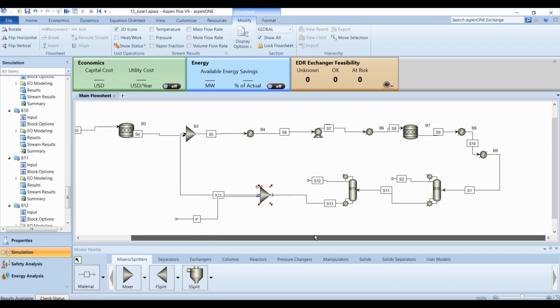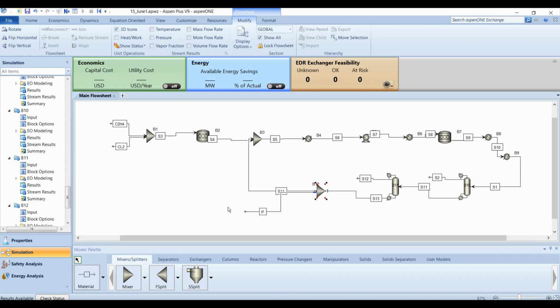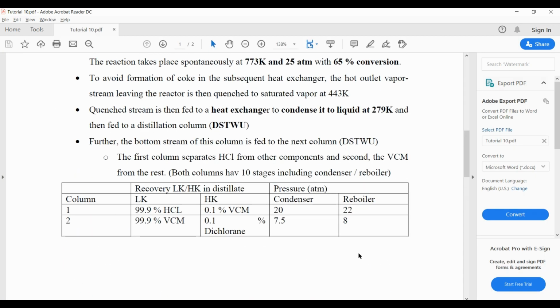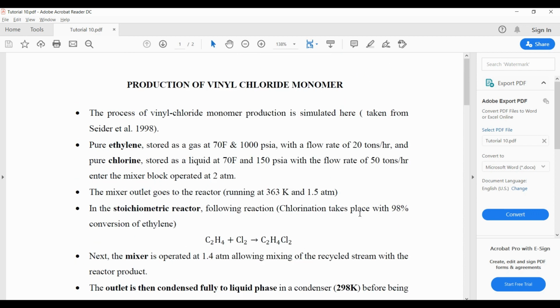Okay, now the flowsheet is completed. So I hope you understand the simulation. Please feel free to ask questions in the tutorial. Thank you.